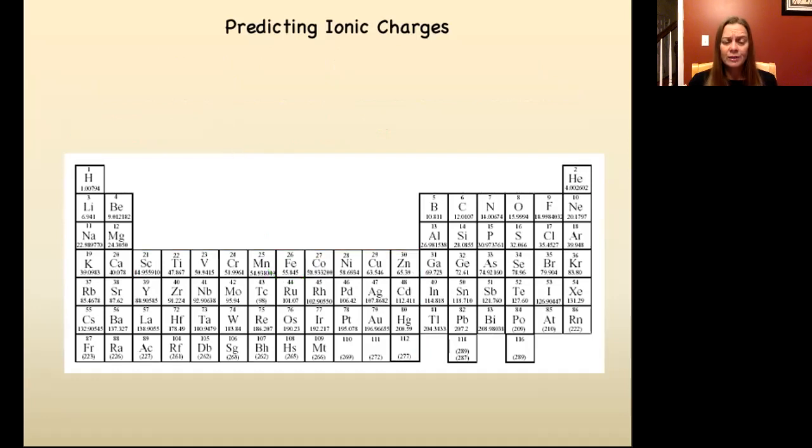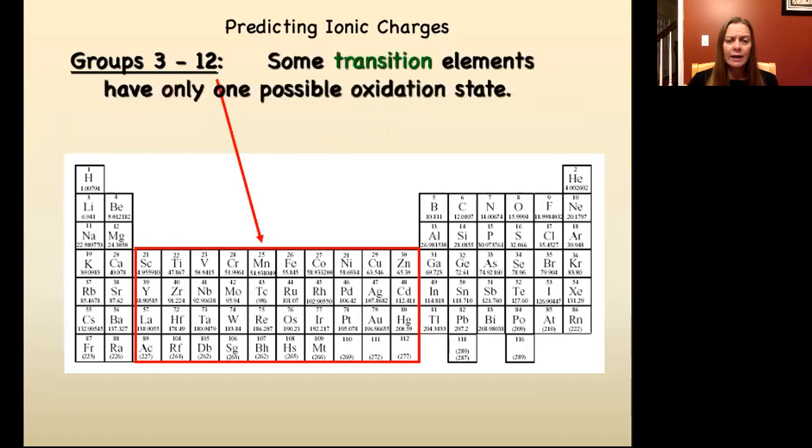However, there are 2 transition elements that only form 1 oxidation state, only take 1 charge. And those that you need to know are zinc, which forms a charge of +2, and silver, which takes a charge of +1. So those are the only 2 transition elements that you're expected to know what their charges are. The other ones are variable. Okay, so now that we know what charge our ions are going to have, let's talk about how we put them together.